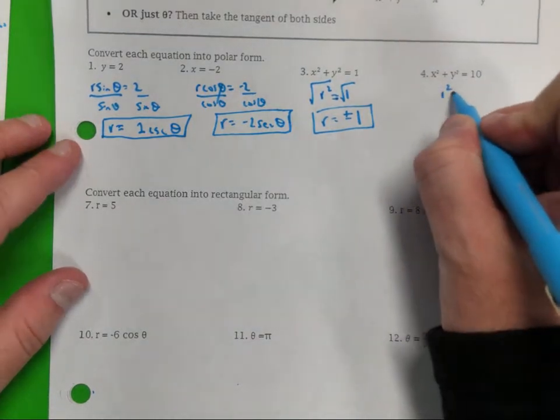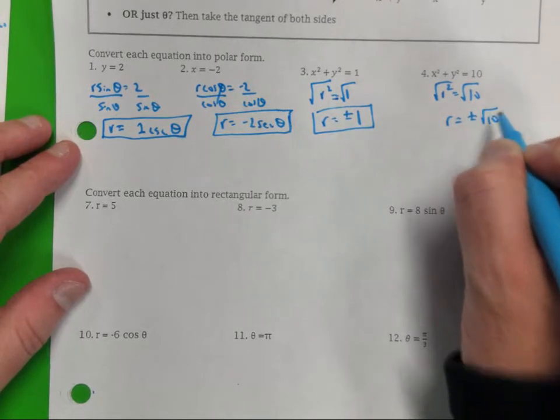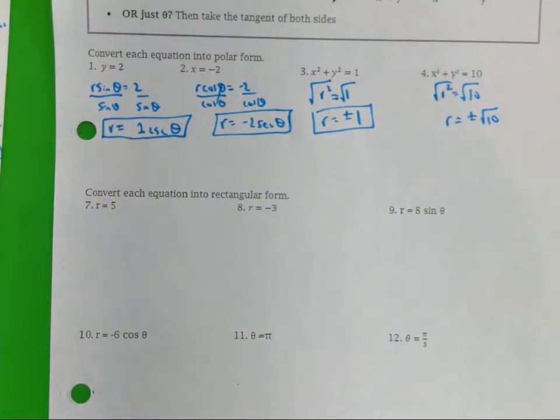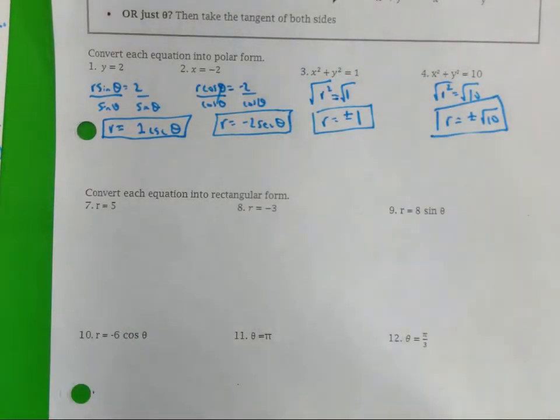Now here's this r squared equals 10. When you take the square root, r equals plus or minus square root of 10. I can't break 10 down, so that's my answer. So that's the way that you convert rectangular to polar. Are there any questions? That's pretty easy, wasn't it? Good.